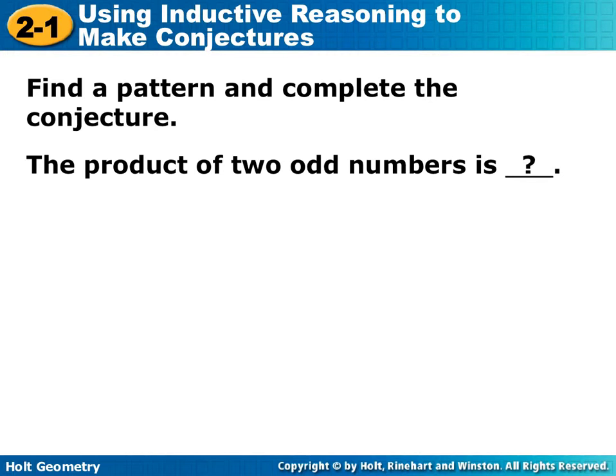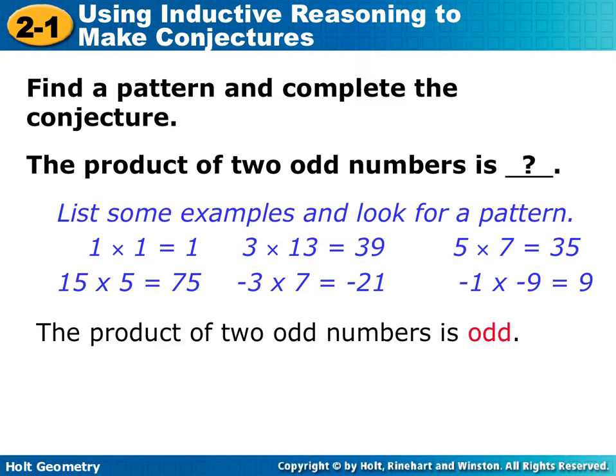Give me one of your examples. 3 times 3, and the answer is 9. Okay, another example. Vanessa, what'd you use? Okay. What did you come up with, Zach, for an example? 5 times 3, 15. So I'm trying to think. 9, 15. What kind of answers am I getting? Odd. Okay, so that one was odd.